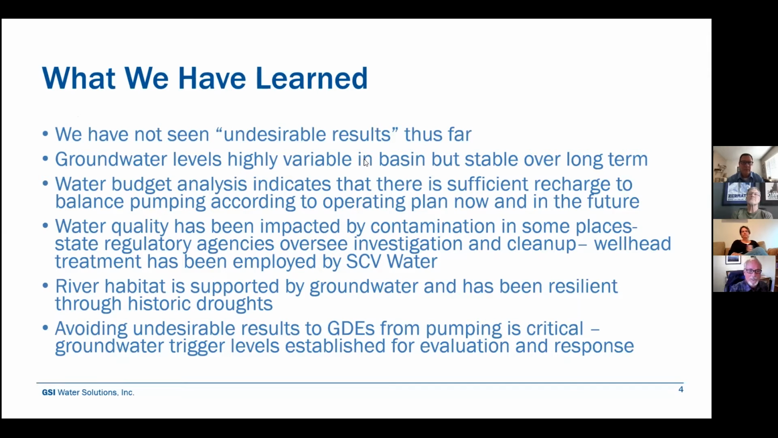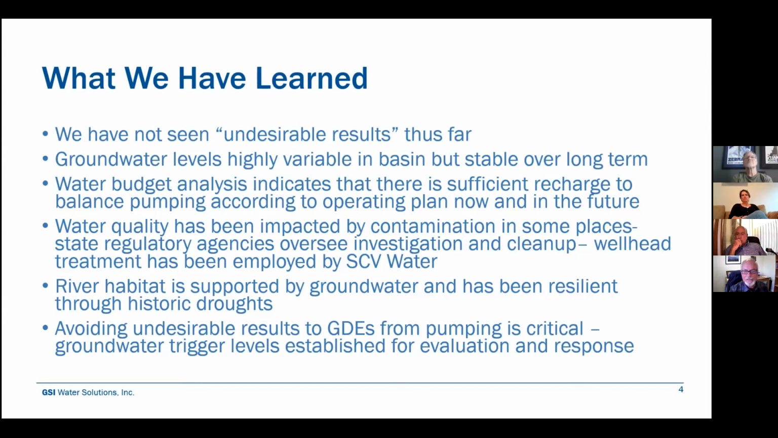So I wanted to set the stage for what we've learned so far because it has relevance to how we would choose to define the thresholds and the criteria for evaluating sustainability. So we've not seen what are called undesirable results thus far for each of the indicators. The groundwater levels clearly have been highly variable depending on climate, but overall, they've been stable over the long term, both for the alluvium and for the Saugus.